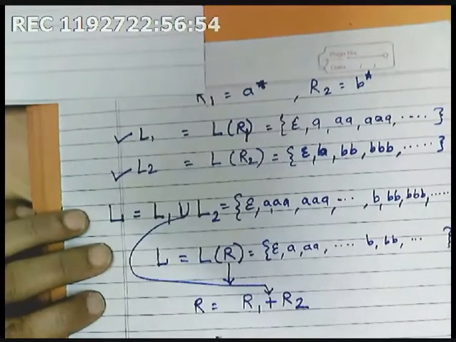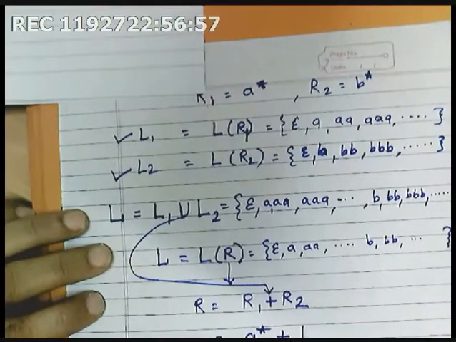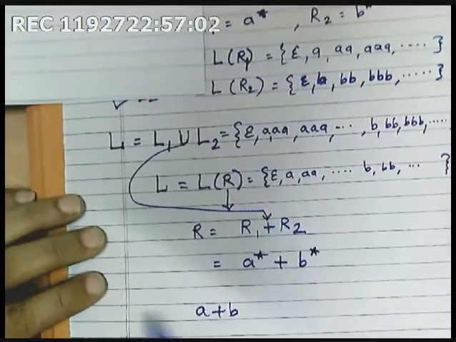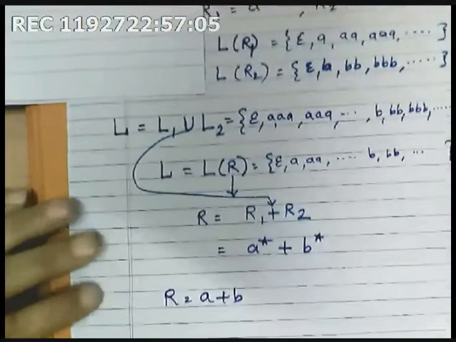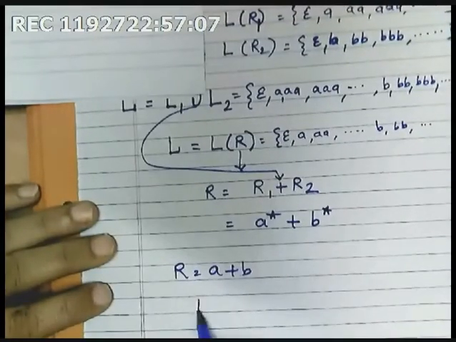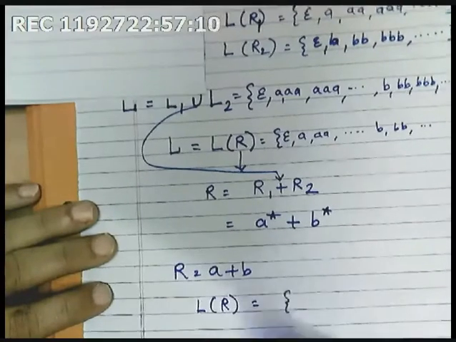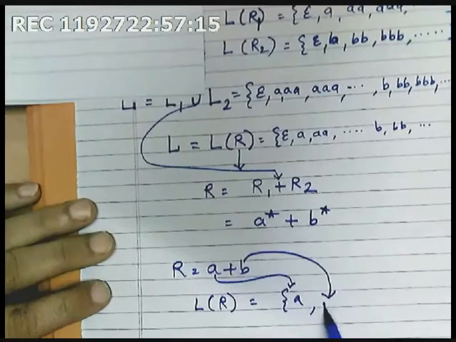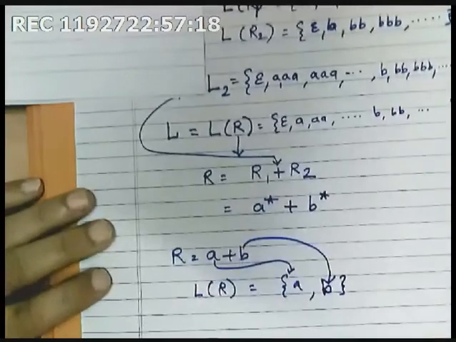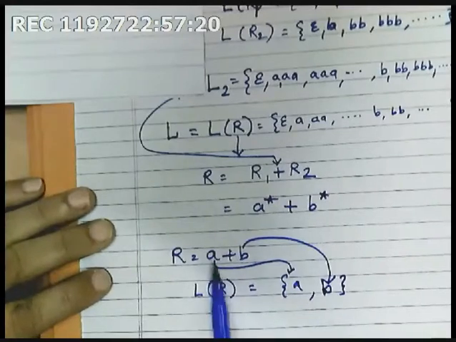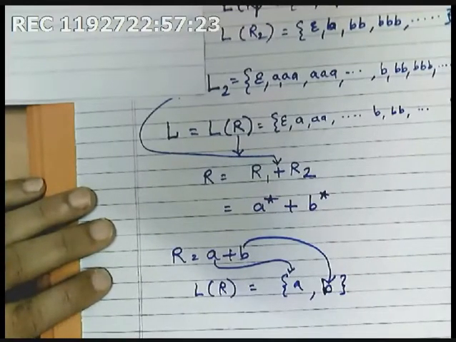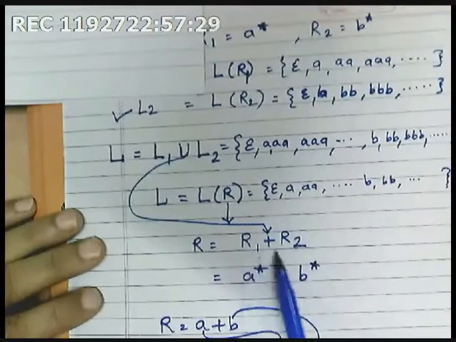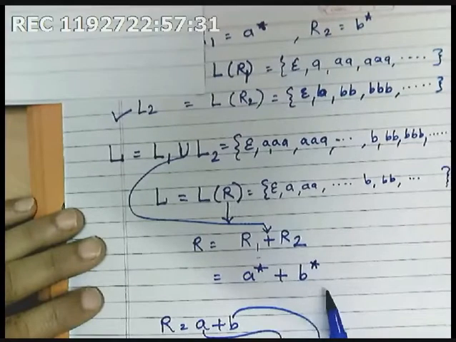So it is A star plus B star. Whenever we write A plus B, remember, when we have represented a regular expression as A plus B, we have represented a language as a set having A as well as B. So this was our regular set corresponding to this particular regular expression. Similarly, here I am unioning these two sets. So my expression will be R1 plus R2, that is A star plus B star.